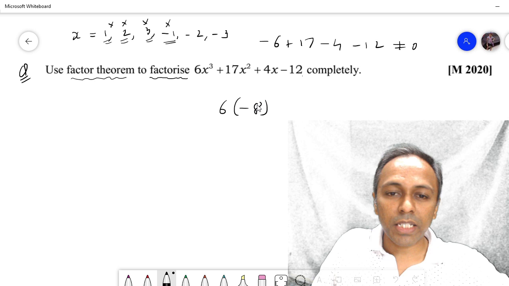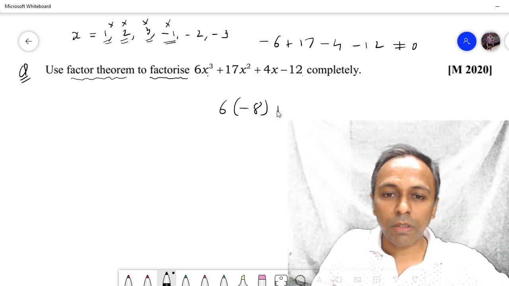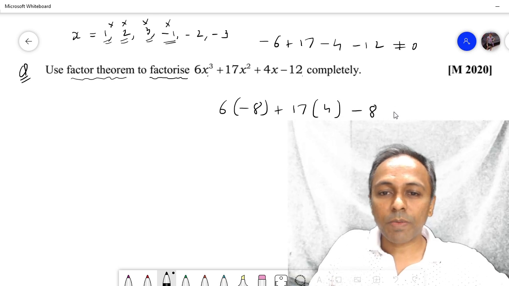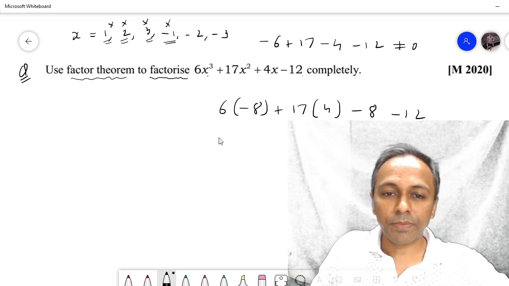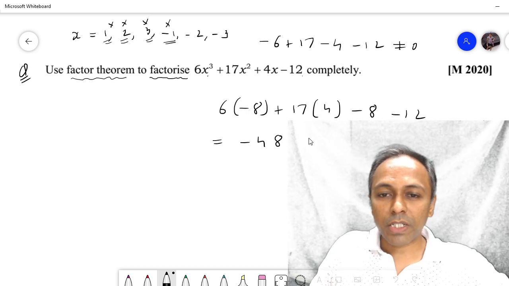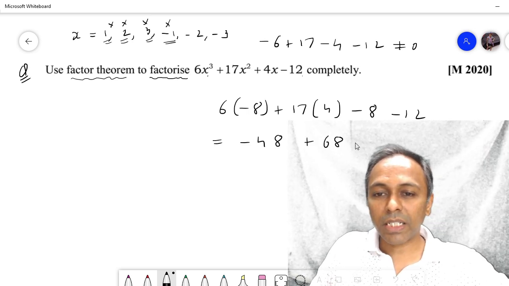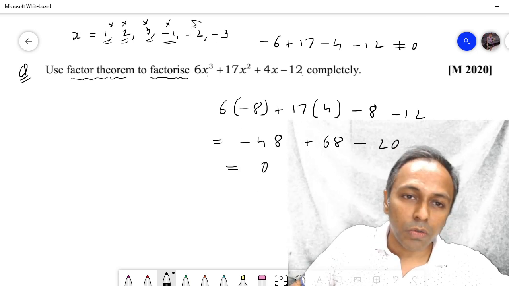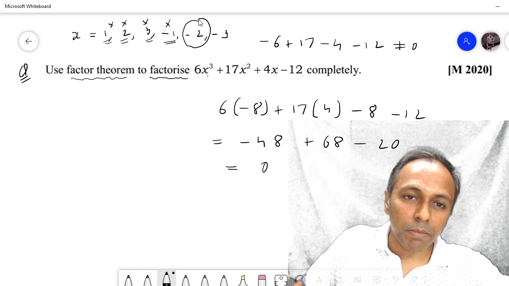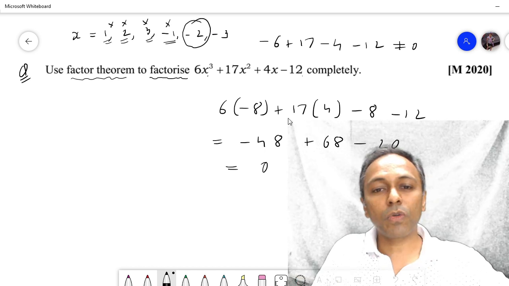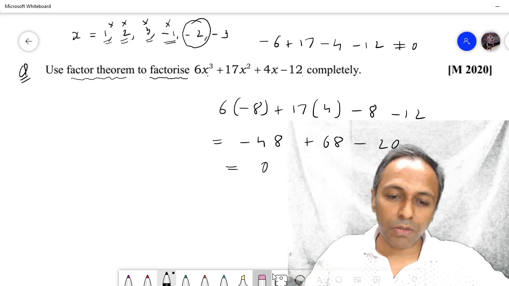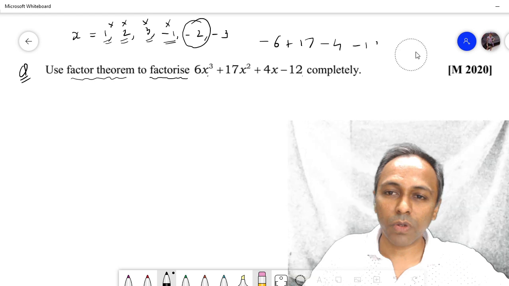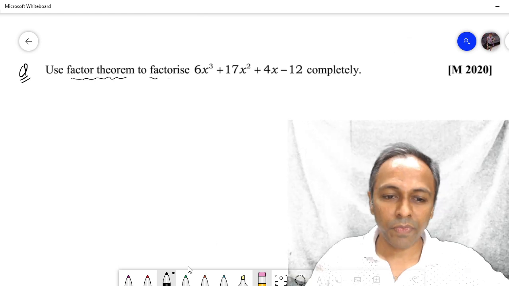तो 6 इंटू -8 हुआ, -2 का क्यूब, +17 इंटू 4 हुआ, 4 इंटू -2 इज़ -8, -12. तो ये बन गया -48 +68 -8 -12, यानी -20, ये बन रहा है 0. तो आपकी -2 वैल्यू ये पॉलिनोमियल को 0 बना पा रही है. ठीक है, तो हम लिख तो रहे ट्रायल एंड एरर मेथड, बट हम लोग उसको रफ वर्क में ही चेक कर लेंगे पहले ही.